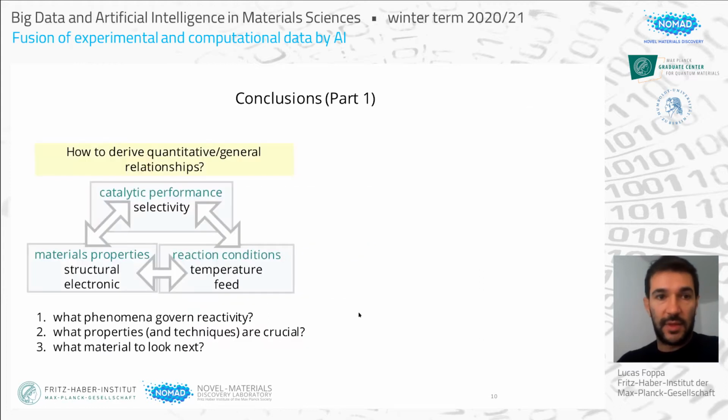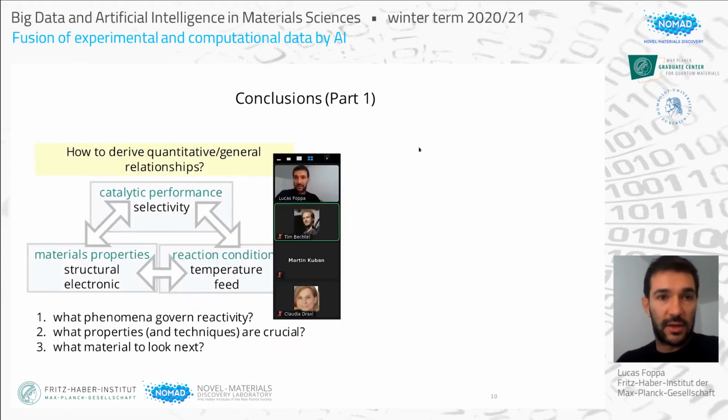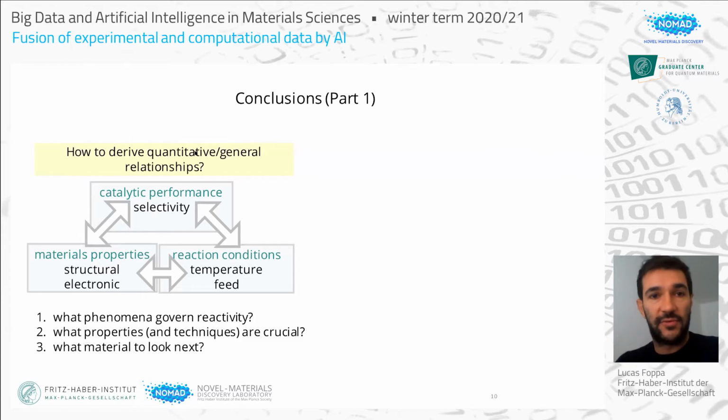So because of that, it's unclear how to derive quantitative and general relationships between all of these things that play together. The catalytic performance depends on the materials properties, for instance, structural or electronic, which also depend on the reaction conditions. So this is all interconnected in a very complicated manner. This is where the idea of using artificial intelligence comes from.